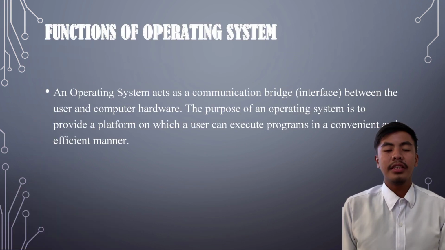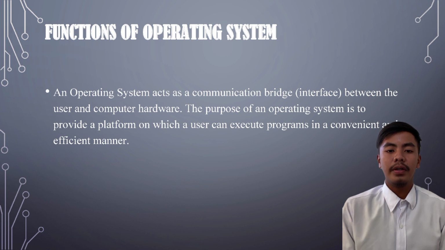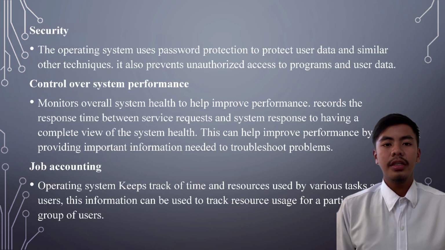Function of operating system. An operating system acts as a communication bridge or interface between the user and computer hardware. The purpose of an operating system is to provide a platform on which a user can execute programs in a convenient and efficient manner. Security. The operating system uses password protection and similar techniques to protect user data. It also prevents unauthorized access to programs and user data.